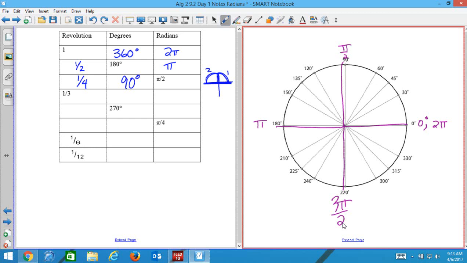No. 60 goes in the top half. Pi over 3 is 60. How many times is 30? Oh, 120. So 120 is here. Right? And that's like what, twice?